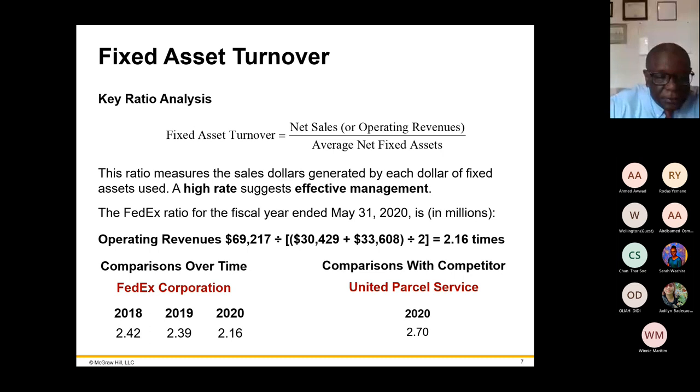So let's look at this FedEx. FedEx here has, you can see this one is operating revenue, fixed asset turnover here. In 2018, it was 2.42. In 2019, 2.39. And in 2020, 2.16. So if you look at it, they were very good in 2018, but it moved slightly downward in 2019. And it went further down. Who knows what will happen in 2021 and 2022? Following this trend, do you think that turnover would be higher or lower? Who can answer the question? That is the analysis we do.